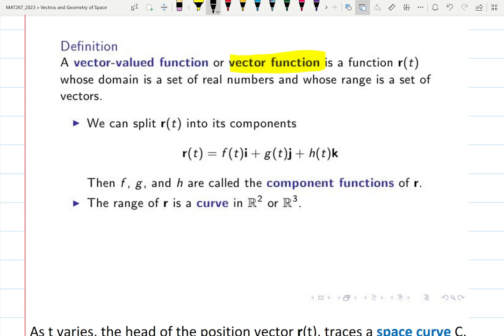We can split r into its components: f of t times i, g of t times j, and h of t times k. f, g, and h are called component functions. They're functions of t, components of the function. And the range of r is a curve in real numbers, 2D or 3D or whatever it is.